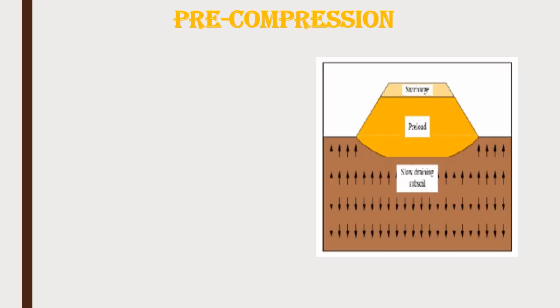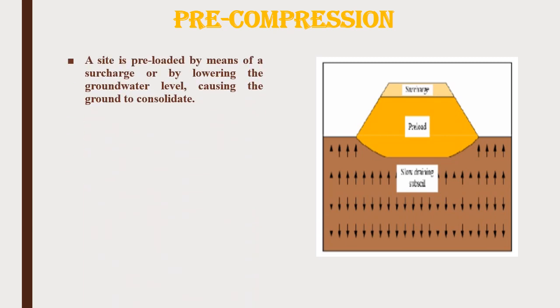First one, pre-compression. A site is preloaded by means of a surcharge or by lowering the groundwater level, causing the ground to consolidate. Here we can see the surcharge, the preload, and here it is the slow draining subsoil. This technique is used for cohesive soils. So, the pre-compression technique is used for cohesive soil.